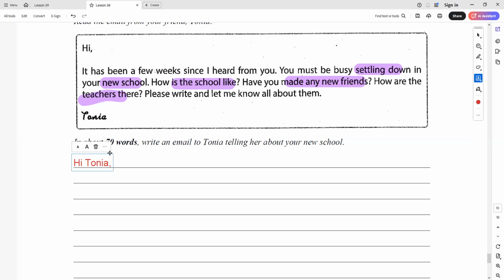Okay, so now you're going to talk about your school there. So you can just start directly there, okay? You must be very busy, so you tell your friends that actually you're really busy there. You can say that I've been really busy settling down at my new school. You tell her that I just started at my new school and I'm busy settling down. Okay? Got it.